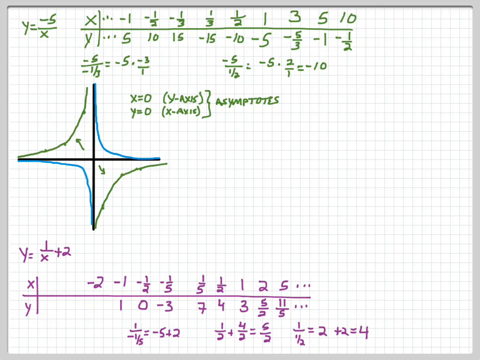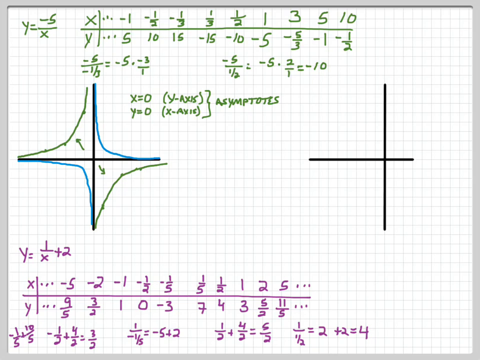Negative 2, so negative 1/2 plus 2, we have to make the same common denominator. So we're going to have to increase that to 4 over 2, and that will give us a result of 3 over 2, so positive 3 over 2. And just one more example, negative 1/5, change our 2 to 10 over 5, right? Negative 1/5 plus 10 over 5, add the numerators, so we get 9 over 5, and that keeps on going in that same kind of pattern as well. All right, so let's graph this thing.